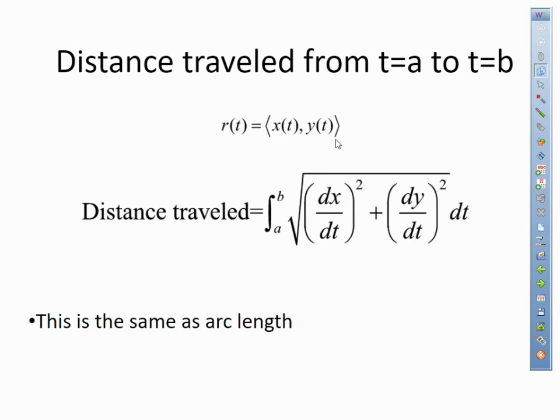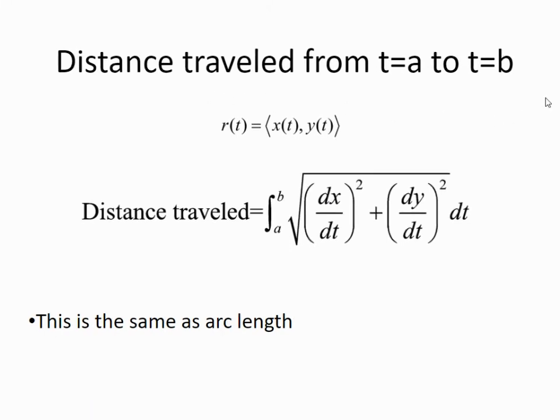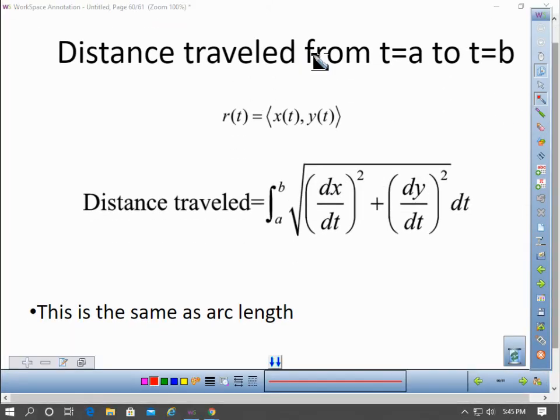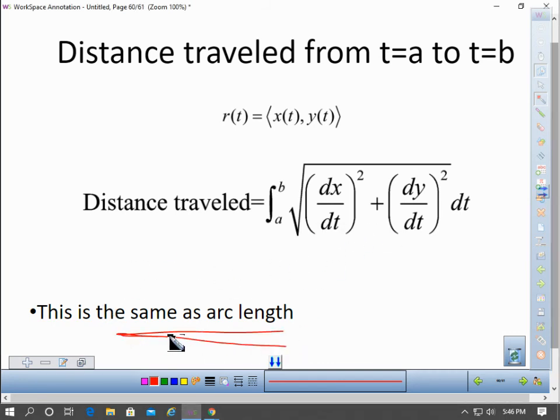So that's displacement. Now, how do you get your total distance traveled? Your total distance traveled from t equals a to t equals b for any position function, r of t, is going to be the integral of your speed. So when you accumulate and add up all of your speed, you're going to get your total distance traveled over time, right? Now, this sounds familiar. This is the same as the arc length. We've already done problems like this.